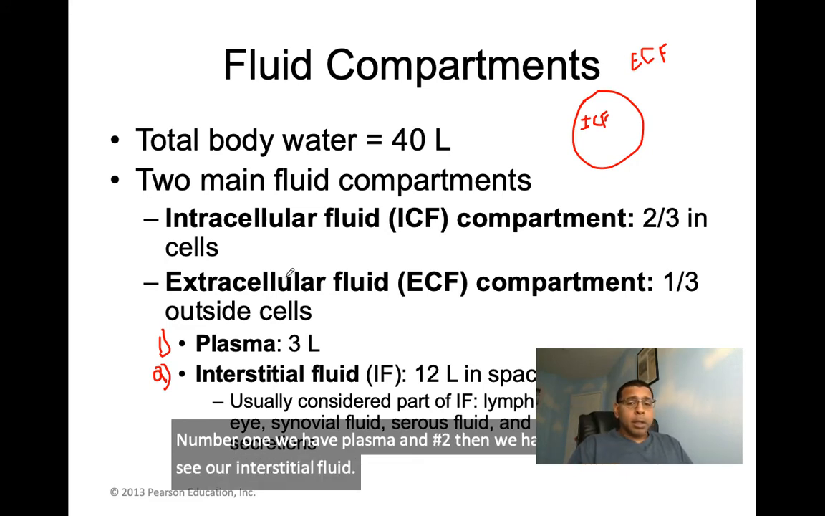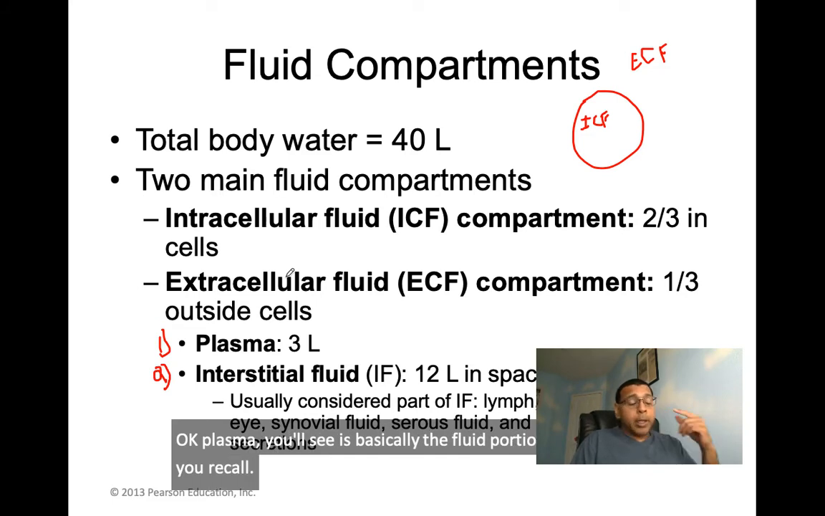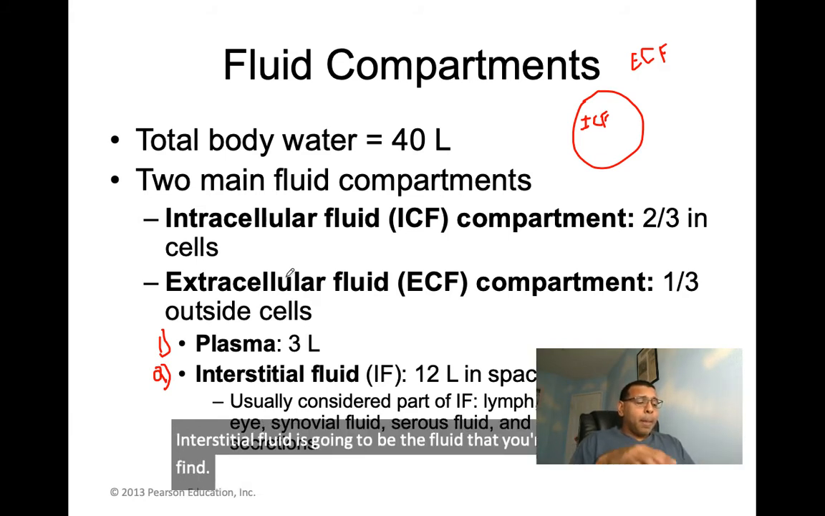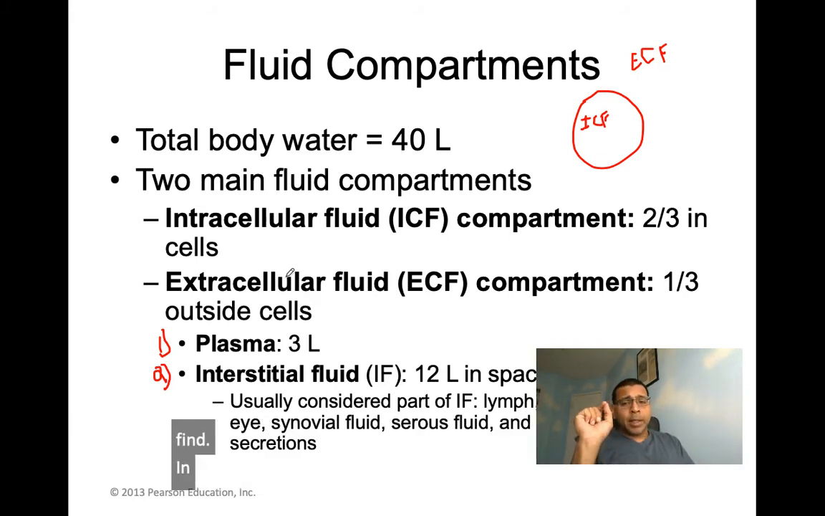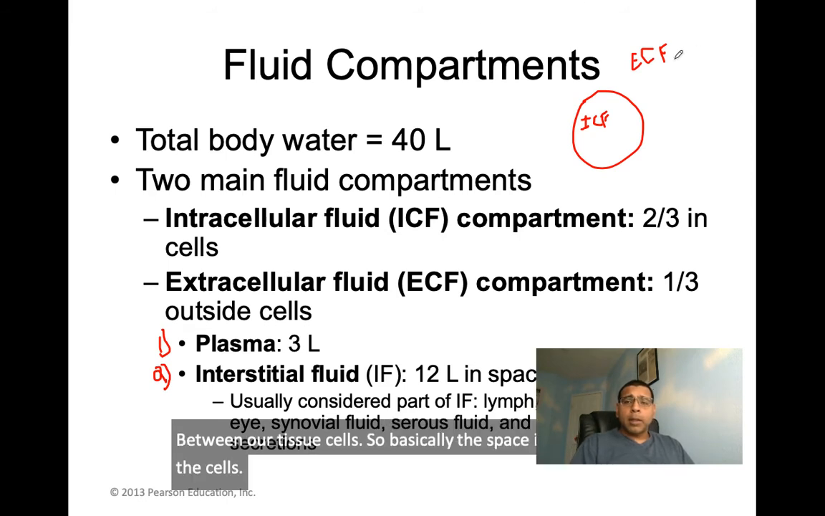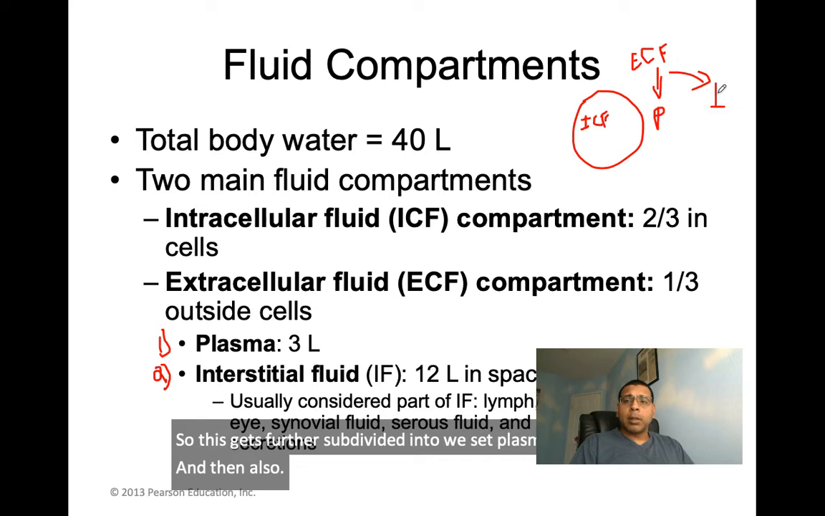Plasma, you'll see, is basically the fluid portion of blood, if you recall. And interstitial fluid is the fluid that you're going to find in the microscopic spaces between our tissue cells. So basically the space in between the cells. So this gets further subdivided into plasma and interstitial fluid.